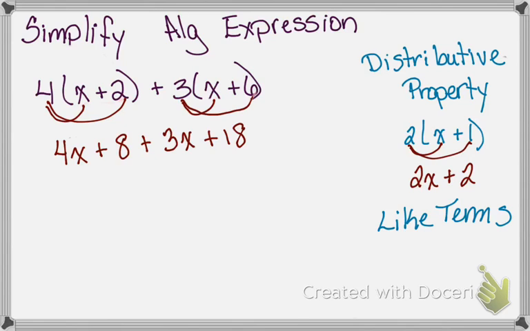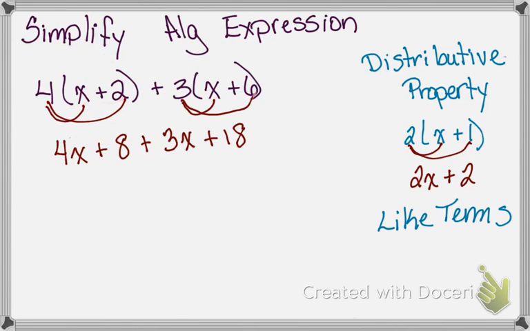Now, we have been combining 8 and 18 for many years, probably since kindergarten. We've been combining numbers like 8 and 18. Those are constants. So don't forget that it's okay to combine constants because they don't have a variable with them. Sometimes we get so wrapped up in the algebra that we forget, oh, this is just basic math. I can add those two.